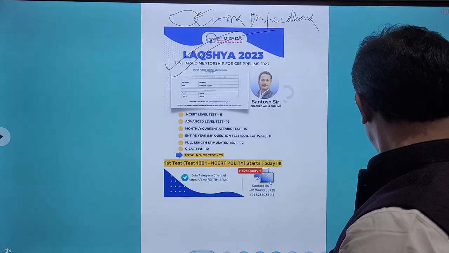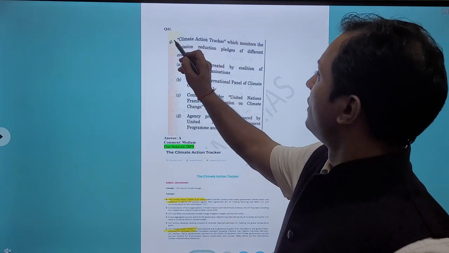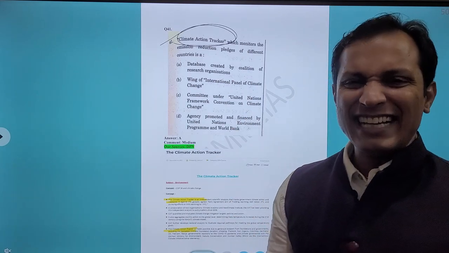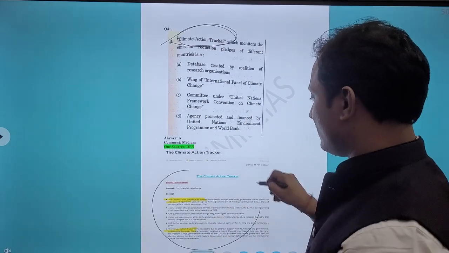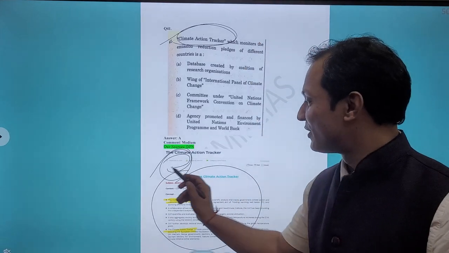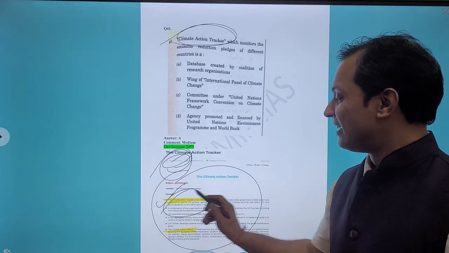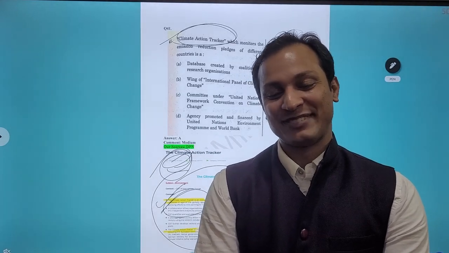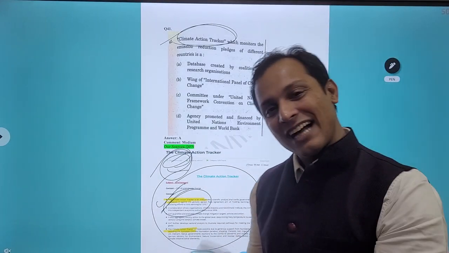Okay, let us now move forward. Let us see this topic of Climate Action Tracker. Exactly word to word, guys. You see, December 6th 2021, exactly this topic I had given, Climate Action Tracker. Just imagine.